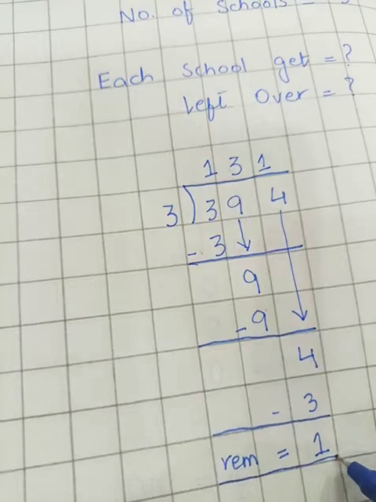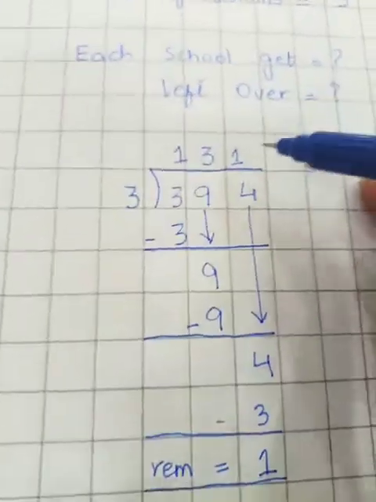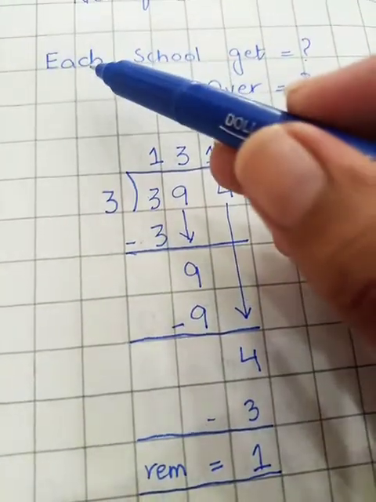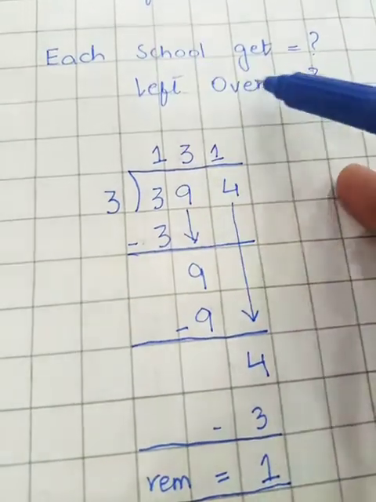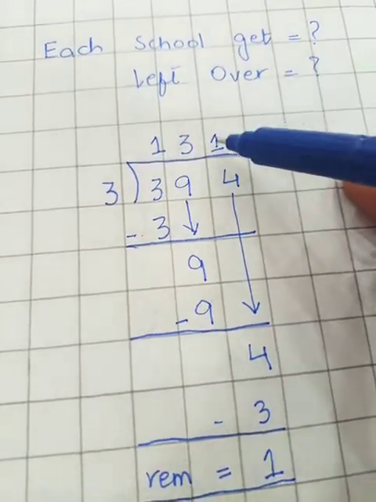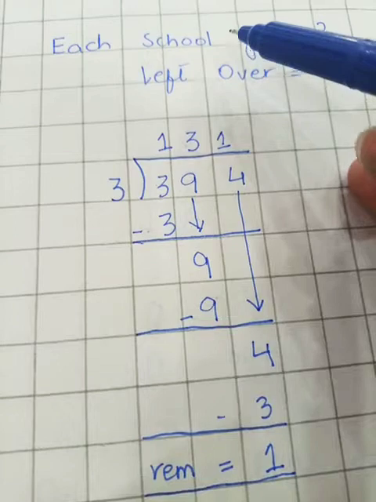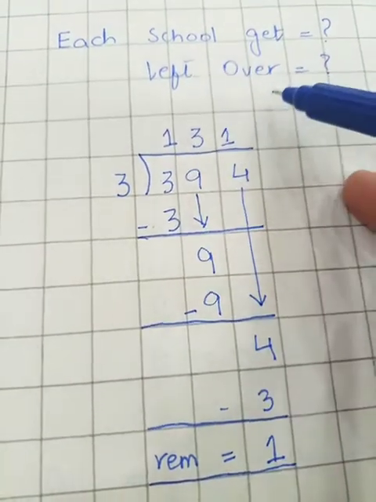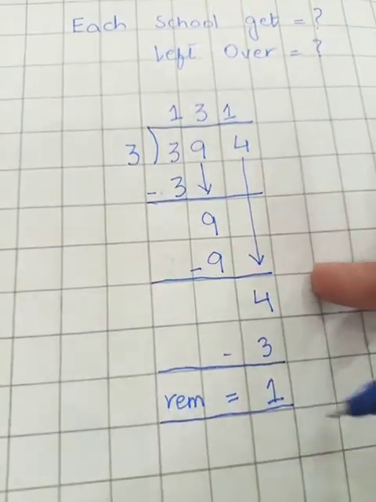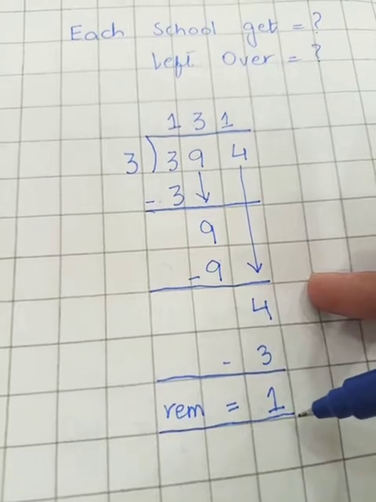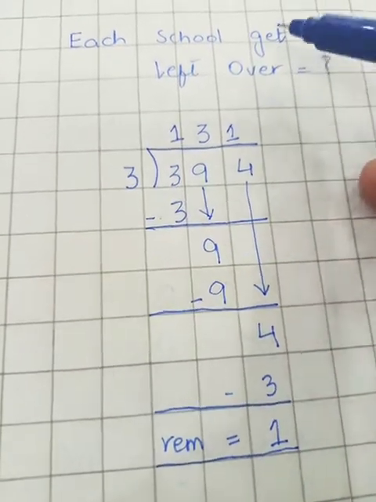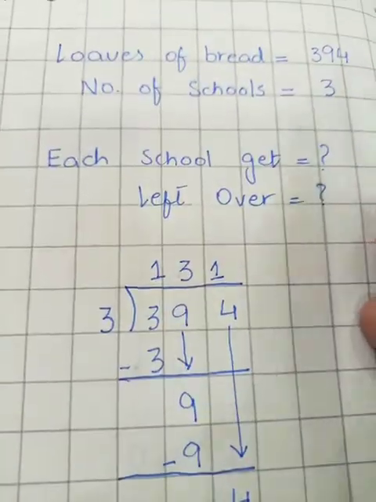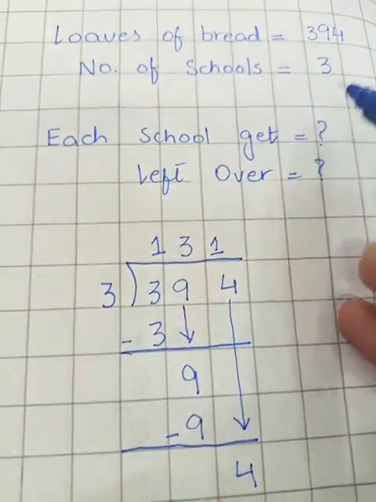Okay students, hope this will be clear to you. This quotient is the answer to the question: each school will get how many loaves? 131 loaves. And next, how many will be left over? There will be 1 loaf left over after distributing 394 breads among the 3 schools.